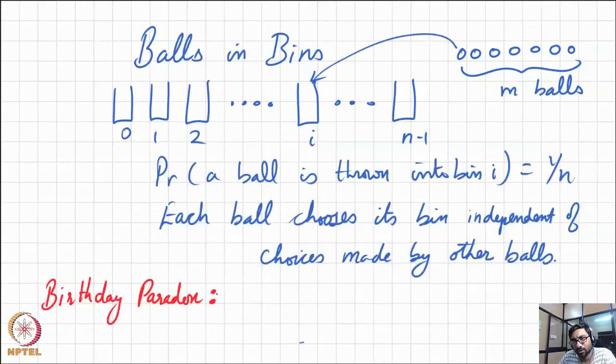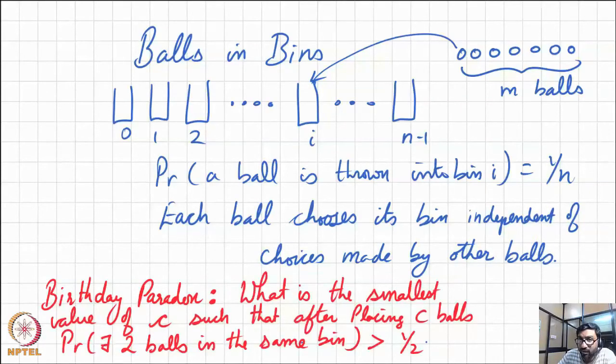Let us now try to rephrase the birthday paradox in the language of balls and bins. We are interested in the smallest number of balls that need to be thrown before the probability of a certain event becomes more than a half. And what is the event? It's the event that 2 balls out of those C balls share the same bin. This is exactly the birthday paradox, except we've now phrased it in the context of balls and bins.